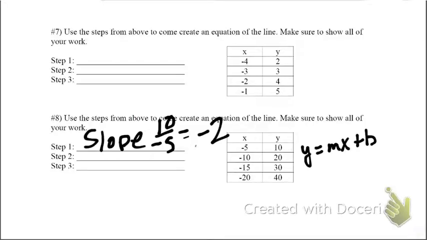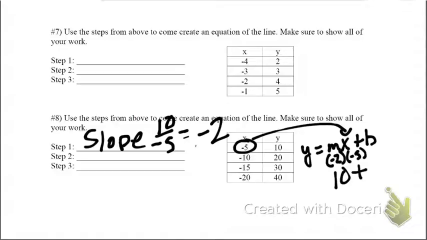Okay, so I know that my slope, or my m, is negative 2. So I'm going to substitute the negative 2 in for m. And then I'm going to take the x from this table, which is negative 5, and put it in for x. So instead of negative 2 times x, I'm going to do negative 2 times negative 5, which I know is a 10. So 10 plus whatever b happens to be is going to be equal to, I'm going to take this 10 for the y and put it in for y.